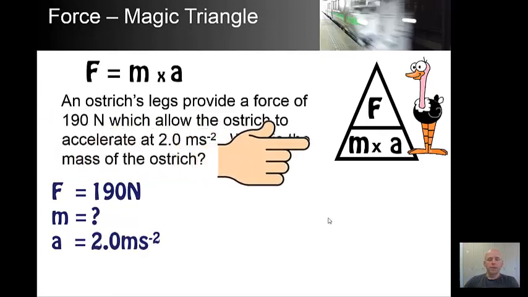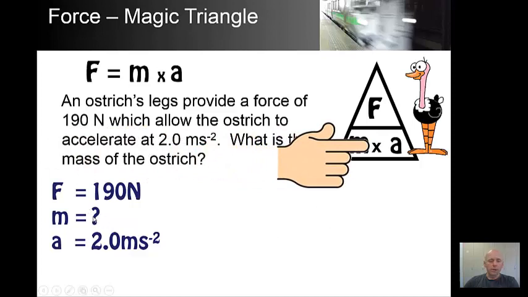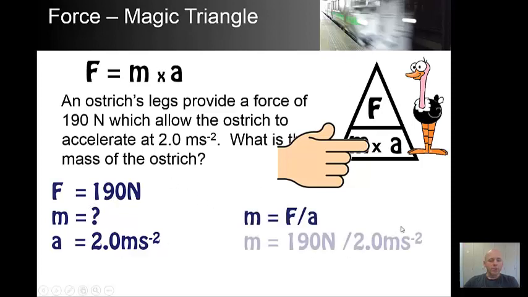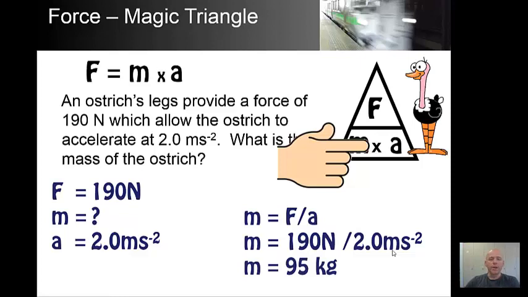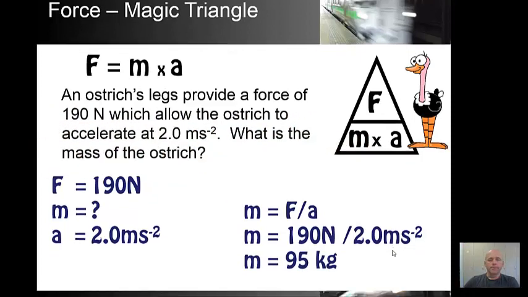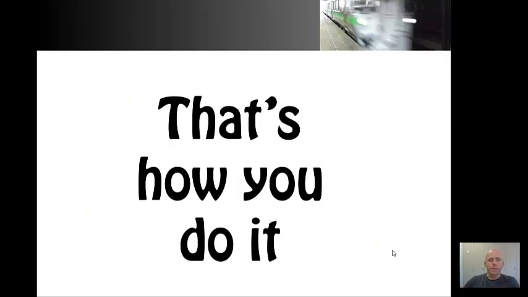Now, if we take a look at our magic triangle, our question mark is on the m, so we cover up the m in the magic triangle. m equals F divided by a. Now we just take our numbers and put them in there, and it is m equals 190 newtons divided by 2.0 meters per second squared. And we get an answer of 95 kilograms. And that's how you do it.